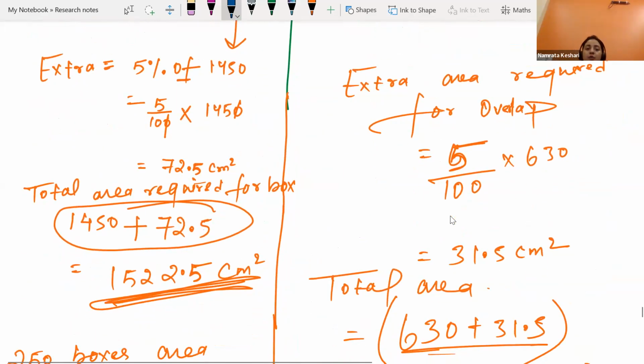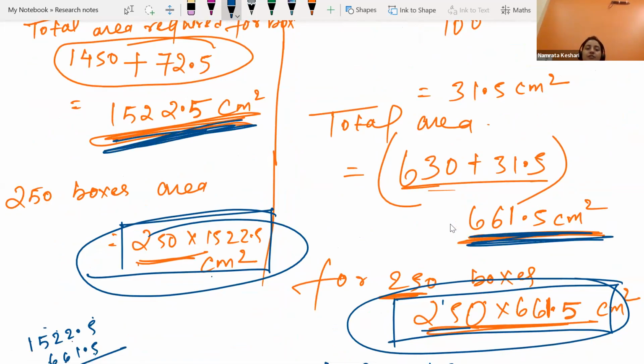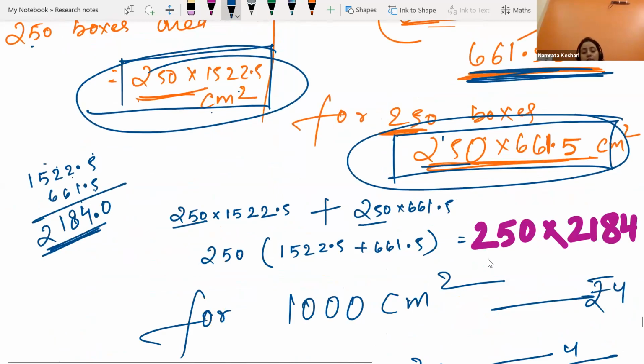So how much portion is required? For one cardboard box, the bigger box, this much area. For the smaller one, this much area is required: 661.5 for the smaller one and 1522.5 for the bigger one. This is for one sweet box made of cardboard. Now 250 such boxes are needed, 250 for the bigger one and 250 for the smaller one. So we have found the area required to make 250 such big boxes and 250 such smaller boxes. Carefully we have done the addition.